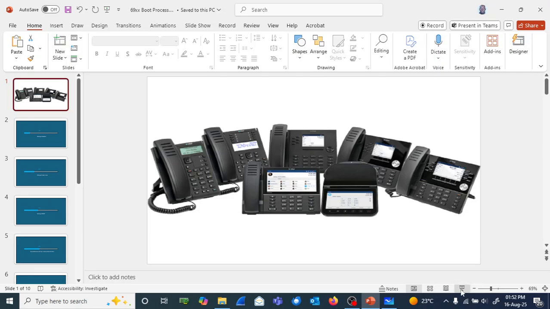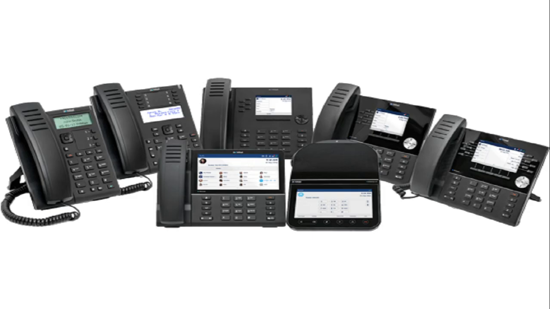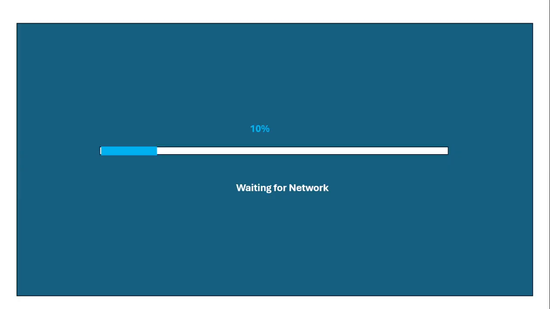Okay, let's do a demonstration of where we've got one of these phones. We plug it into the network. The first thing it's going to do is wait for the network to come up, and this is what will display on its screen. On this display it will show waiting for network, and then it's going to go into waiting for layer 2 data, which is your LLDP or CDP, where it is trying to identify the voice VLAN that it should operate in from the switch port.